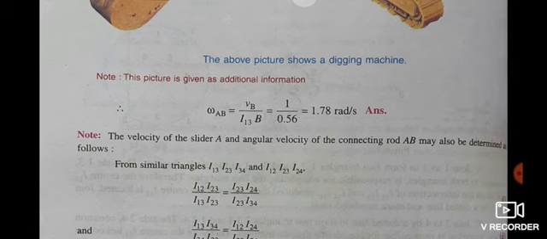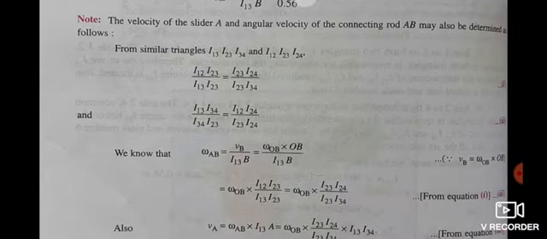So omega AB equal to VB by I13B equal to 1 by 0.56. So this comes to 1.78 radian per second. The velocity of slider A and angular velocity of connecting rod AB can also be determined as follows. From similar triangles I13, I23, I34 and I12, I23, I24: I12 I23 by I13 I23 equal to I23 I24 by I23 I34.